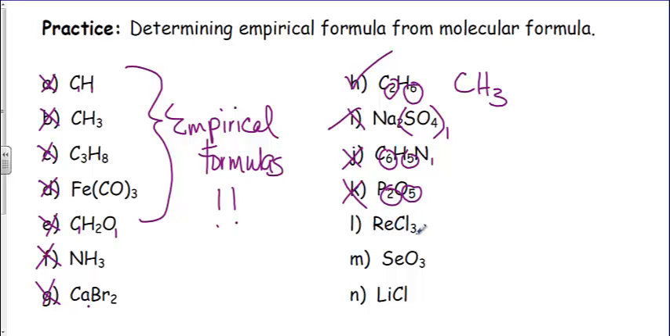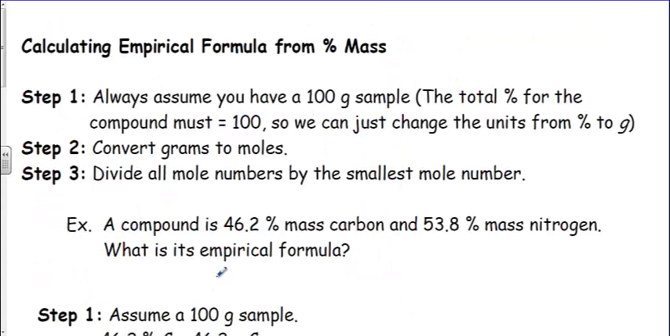Radium chloride, okay, again, 1 and 3, no. Selenium oxide, 1 and 3, already reduced. Lithium chloride, 1 and 1, already reduced. So out of all of these, they're all empirical formulas except for this one, the C2H6. Okay, so let's practice calculating empirical formula from percent mass.